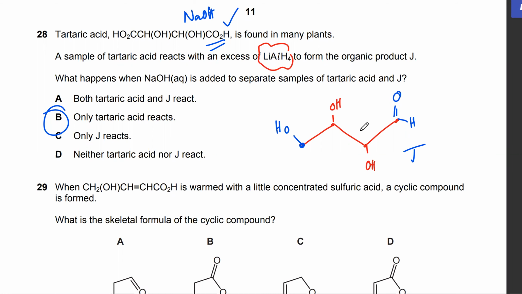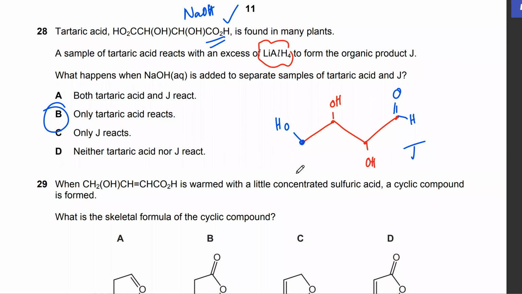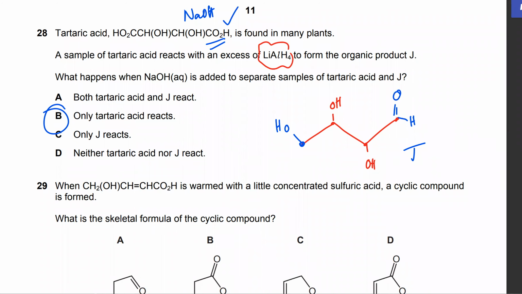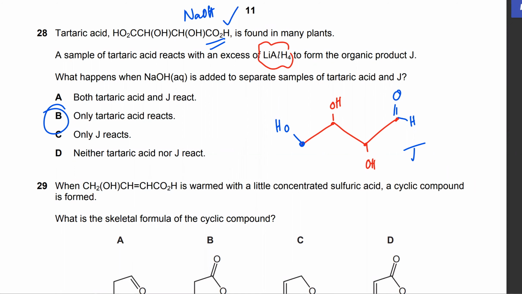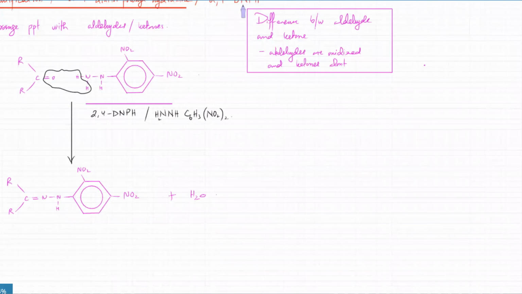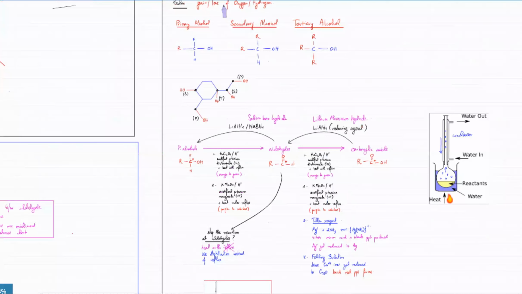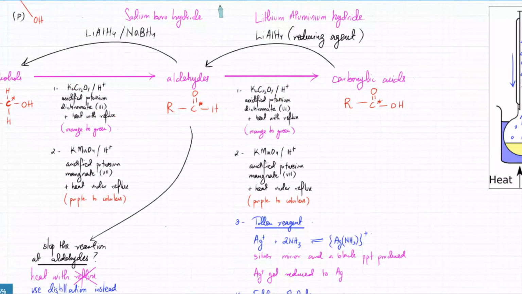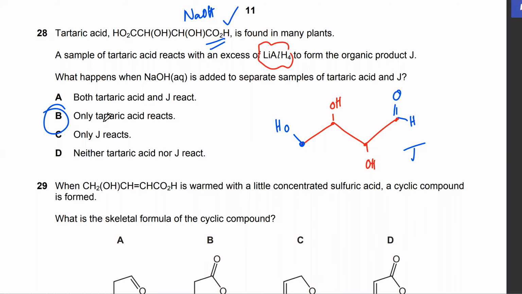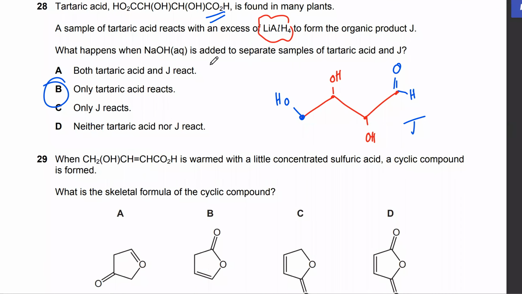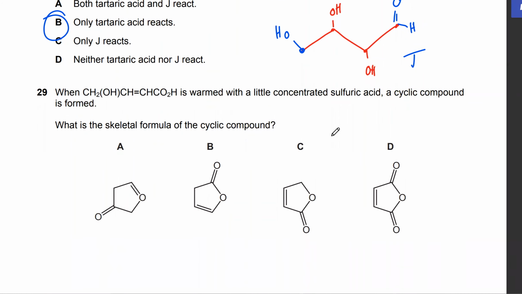Okay. So if there was no excess, then it would become an aldehyde. But let's assume we're not sure that it's going all the way to a primary alcohol. Let's assume that it's turning into an aldehyde, and even then the answer would still be B. So in this case, it doesn't really matter if it's turning into an aldehyde or an alcohol. Let's do this quickly.